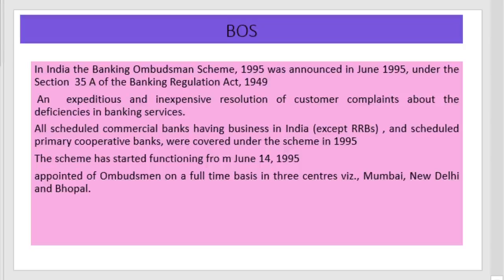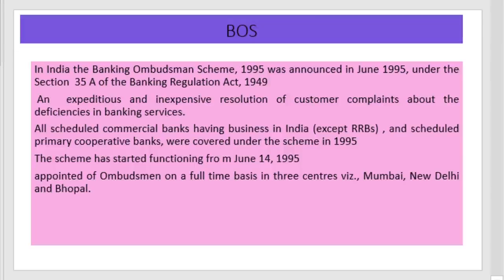In India, the Banking Ombudsman Scheme was announced in June 1995 under Section 35A of the Banking Regulation Act 1949. It is an expeditious and inexpensive mechanism for resolving customer complaints about deficiencies in banking services.